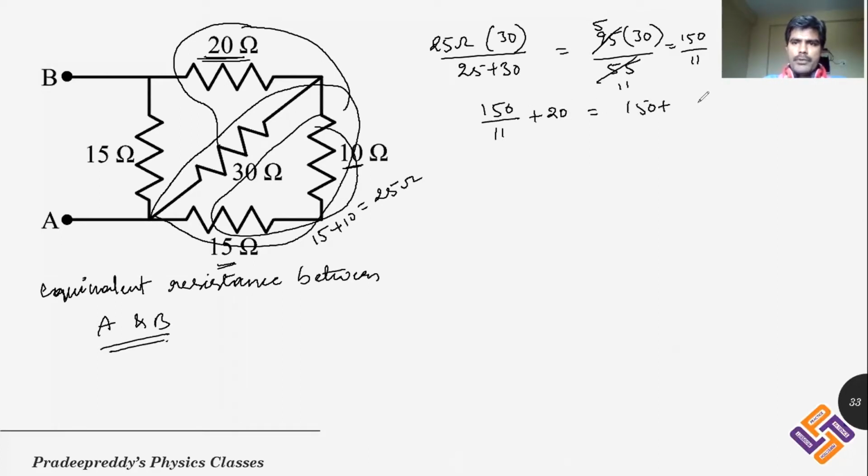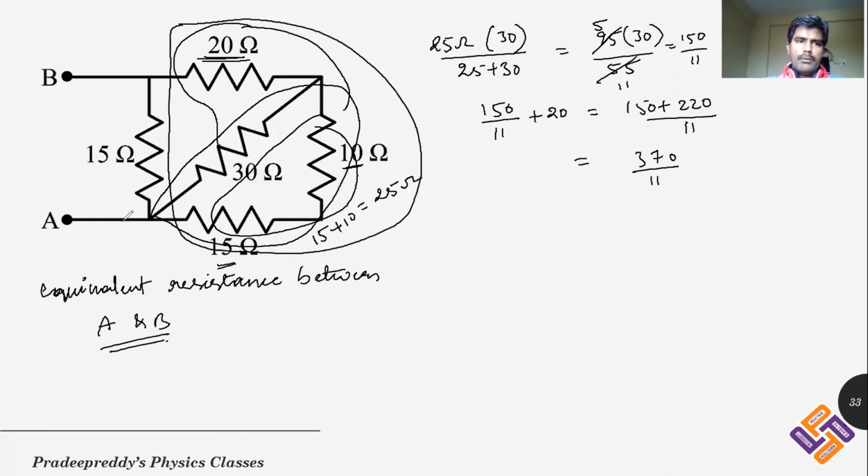Which is equal to 150 plus 220 divided by 11. This is 370 divided by 11. And that is overall connected in parallel with this 15 ohm. So this total part is now connected in parallel with this 15 ohm.